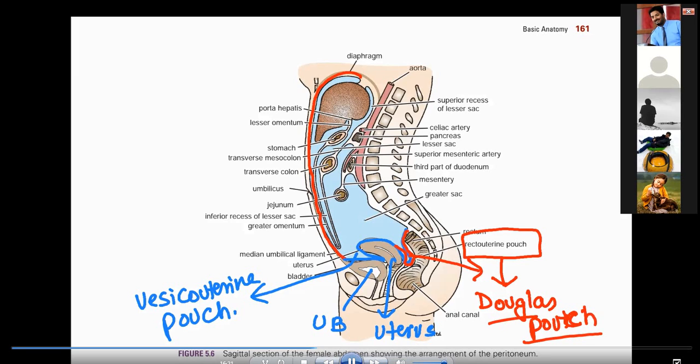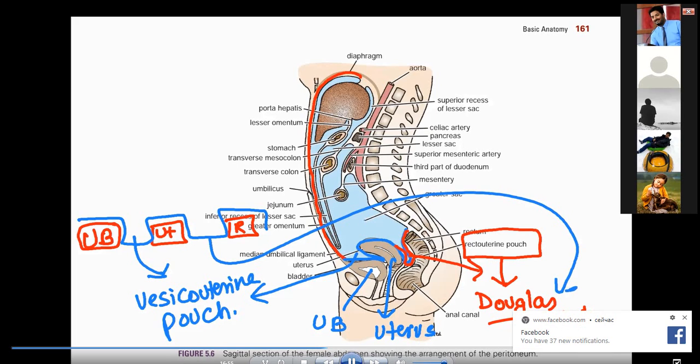Okay, so see here, if you draw the diagram yourself: urinary bladder, uterus, and the rectum. This is the peritoneum. Now it is forming folds like this. Rough diagram. This pouch is known as vesicouterine pouch because it is forming between the urinary bladder and the uterus. And this pouch, which is forming between the uterus and the rectum, is known as Douglas pouch. Which pouch? Douglas pouch.